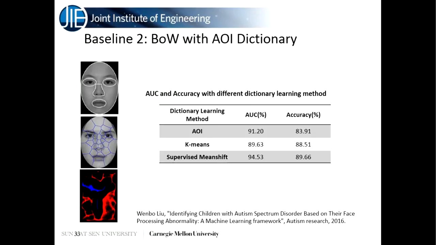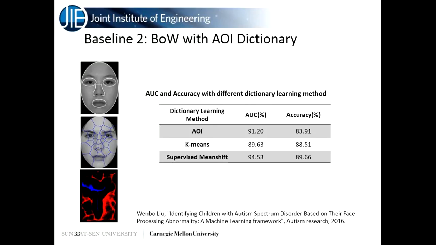And this work was published by the Algorithm Research 2016, in our group's paper. And you can see the dictionary learning methods: there's AOI, the k-means, the supervised mean shift. You can see the accuracy keeps increasing, and by using data-driven class-wise methods, you can get a better performance than the traditional AOI.